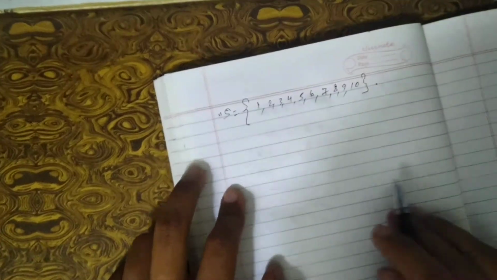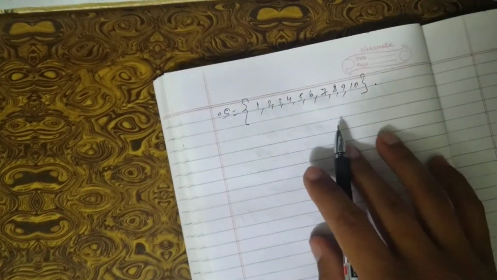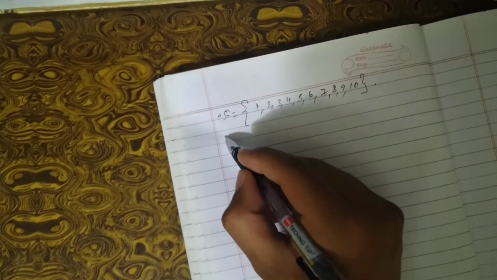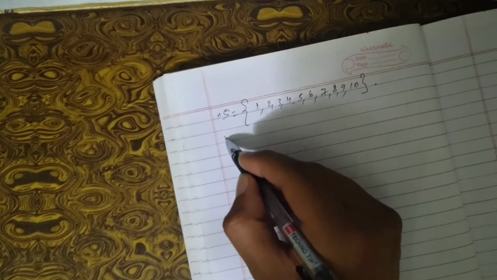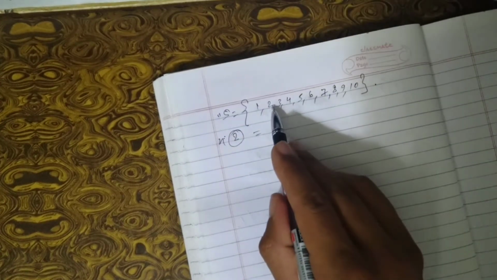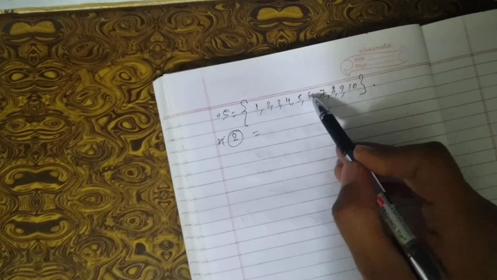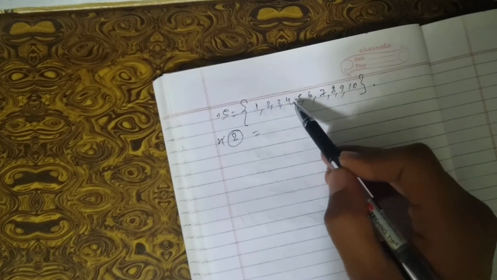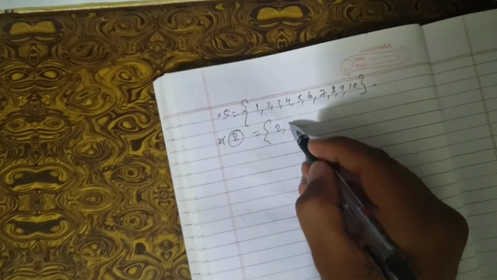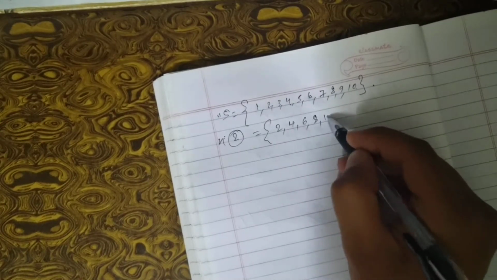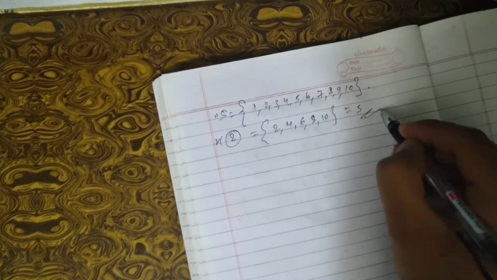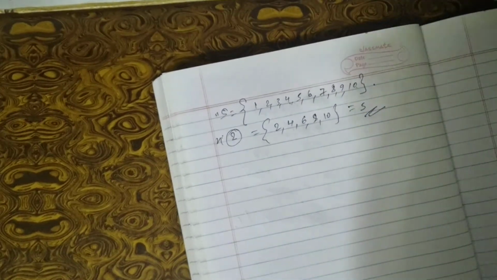What's the probability of getting a number which is divisible by 2? How many numbers will be divisible by 2? It's 2, 4, 6, 8 and 10. So 1, 2, 3, 4, 5. There are 5 of them that can be divided.